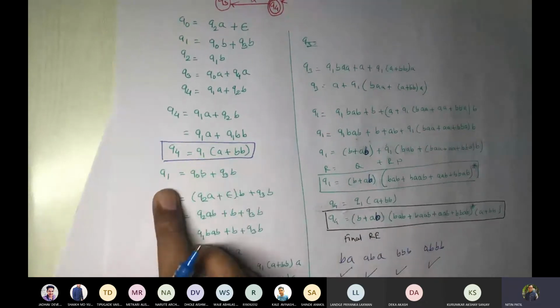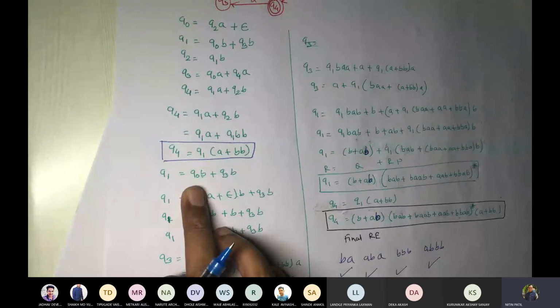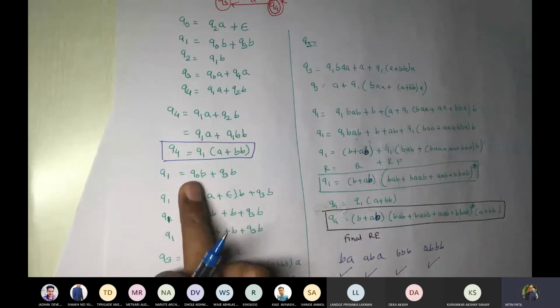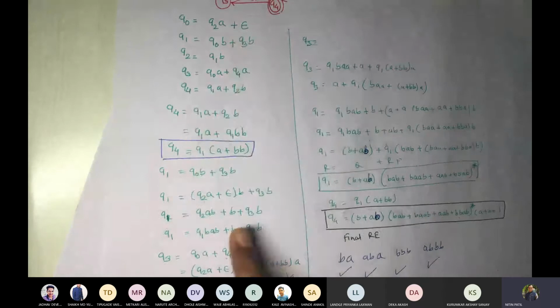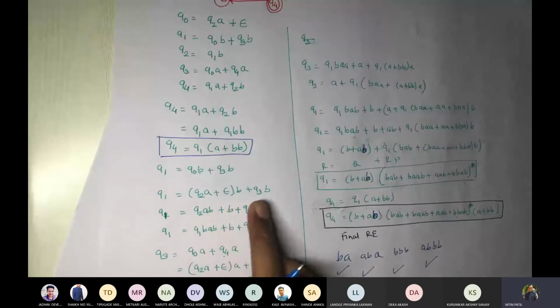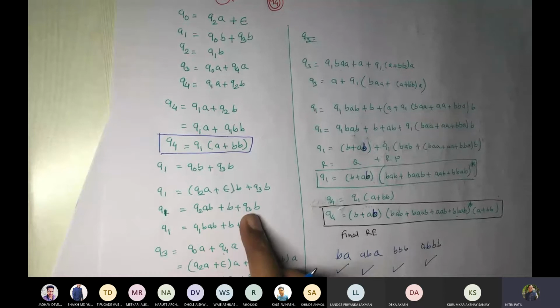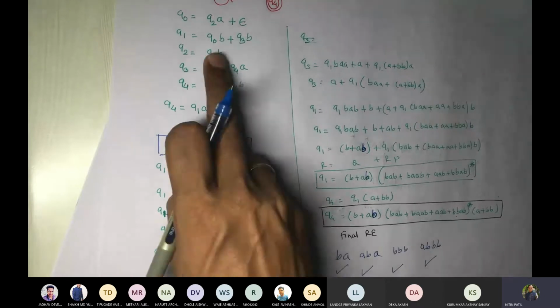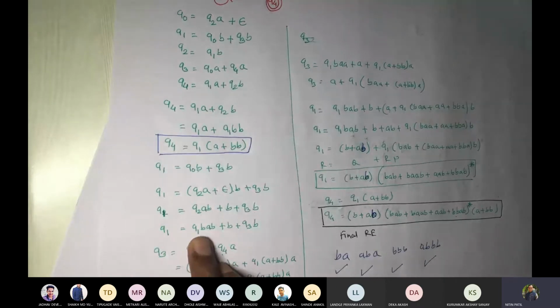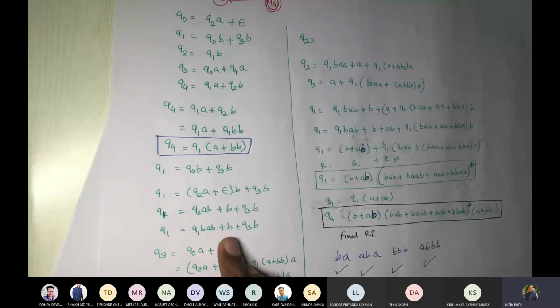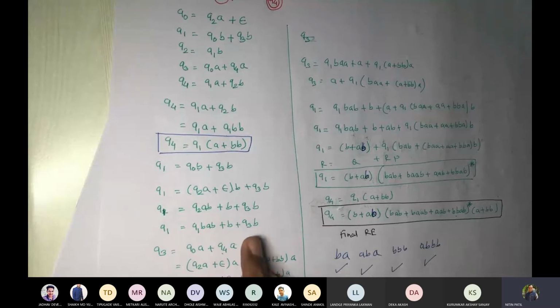Then as it requires Q1, we started with Q1. For Q1 we got Q0B plus Q3B. We put the Q0 value as Q2A plus epsilon, and then B, then Q3B. Then we put the Q2 value over here again, which is of the form Q1. So Q1B, this AB as it is, plus B plus Q3B. We left it there because we want this Q3 to be simplified now.